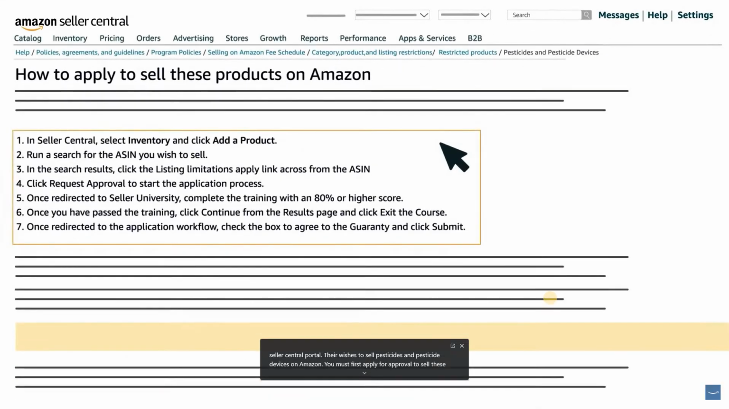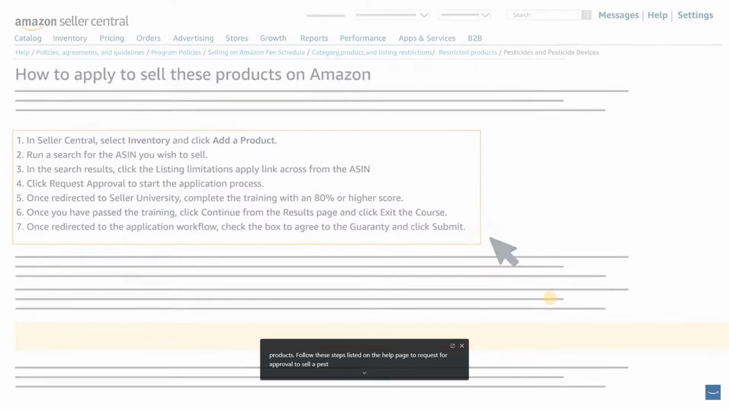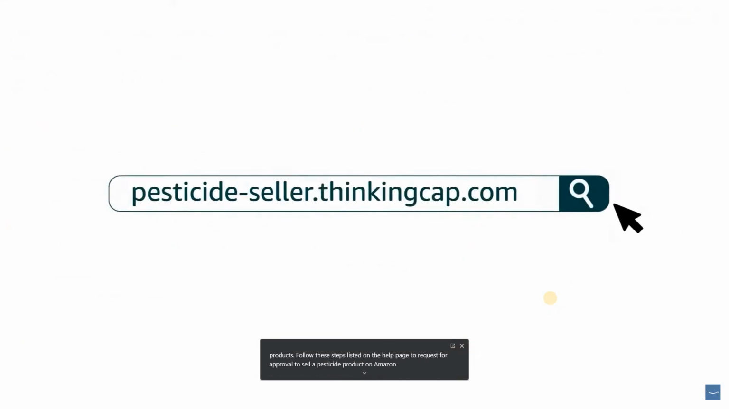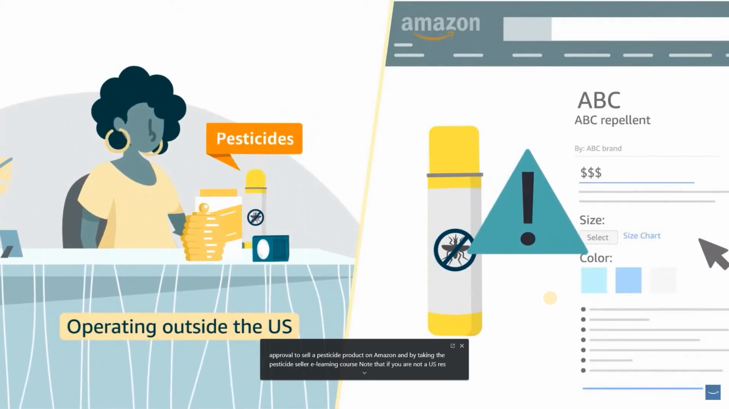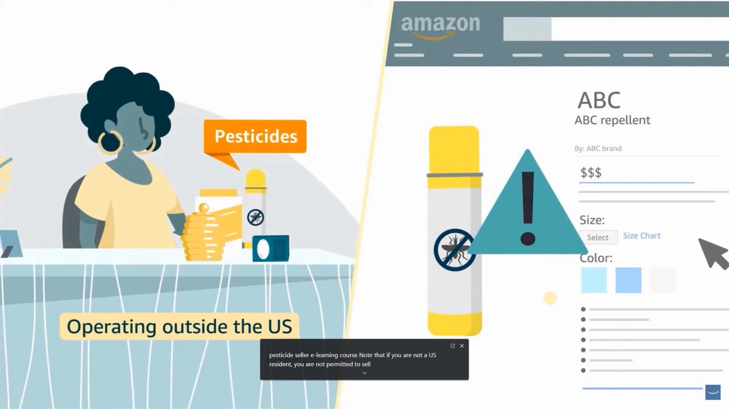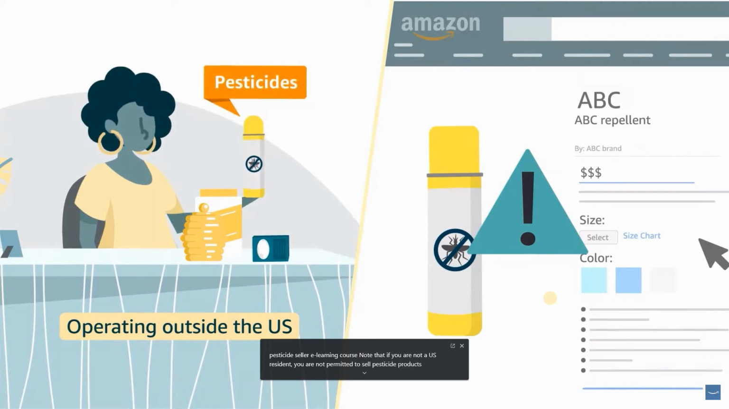Follow these steps listed on the help page to request for approval to sell a pesticide product on Amazon and by taking the Pesticide Seller e-learning course. Note that if you are not a U.S. resident, you are not permitted to sell pesticide products or pesticide devices on Amazon.com.